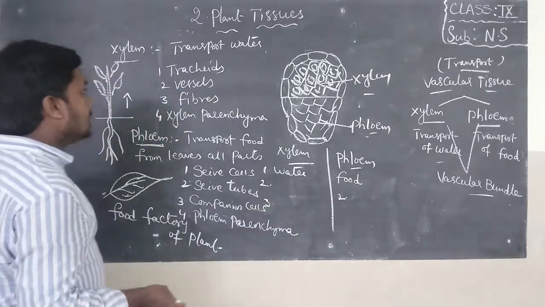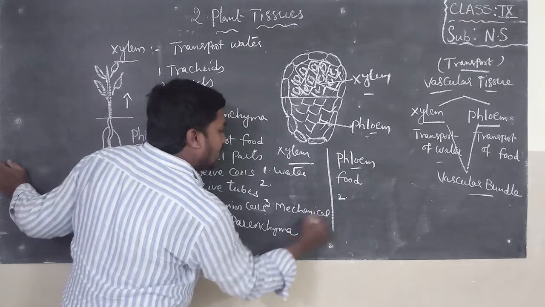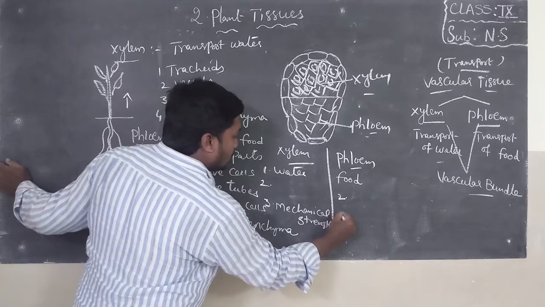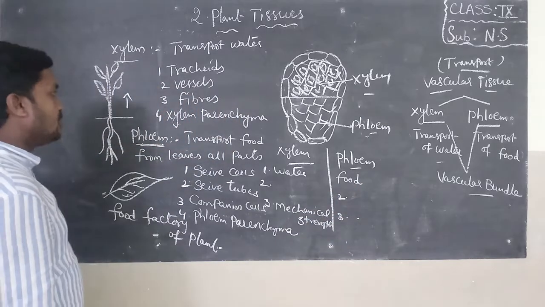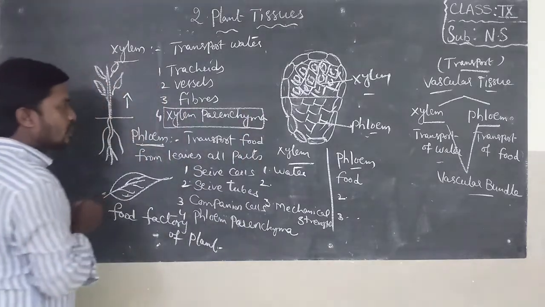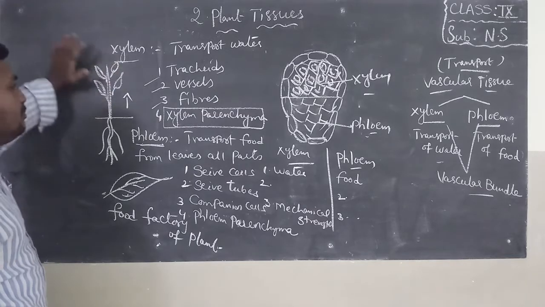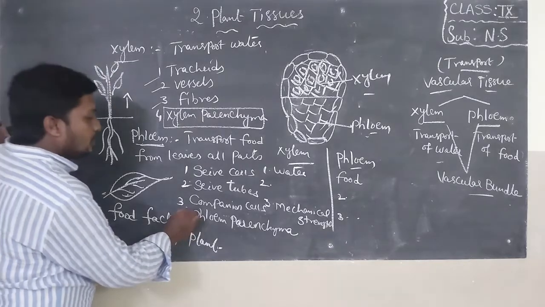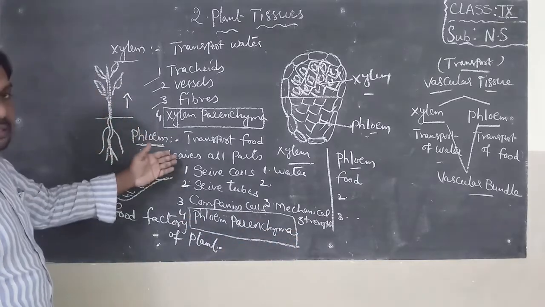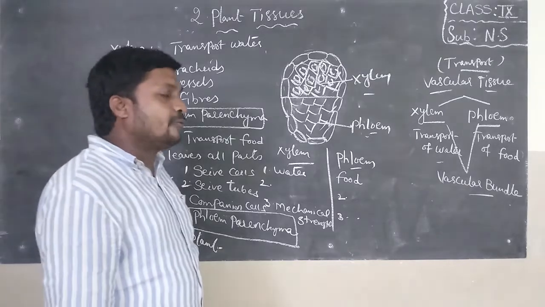Third one, xylem will give mechanical strength to plants. Phloem will not give mechanical strength to the plants. Here, xylem parenchyma only consists of living cells. These 3 are non-living or dead cells in xylem tissue. In phloem, only phloem parenchyma is non-living. Remaining all 3 are living cells in phloem. So this is about xylem and phloem.